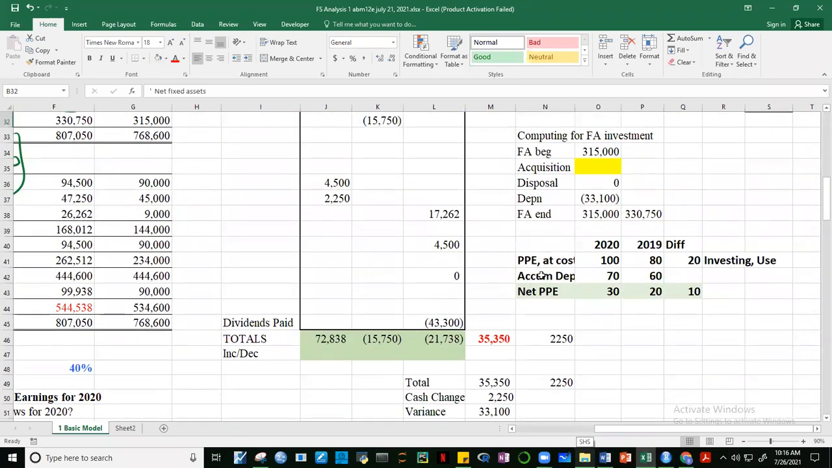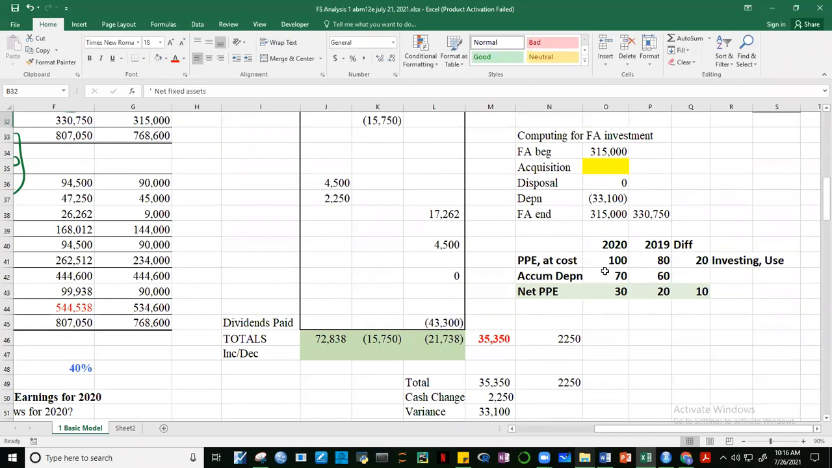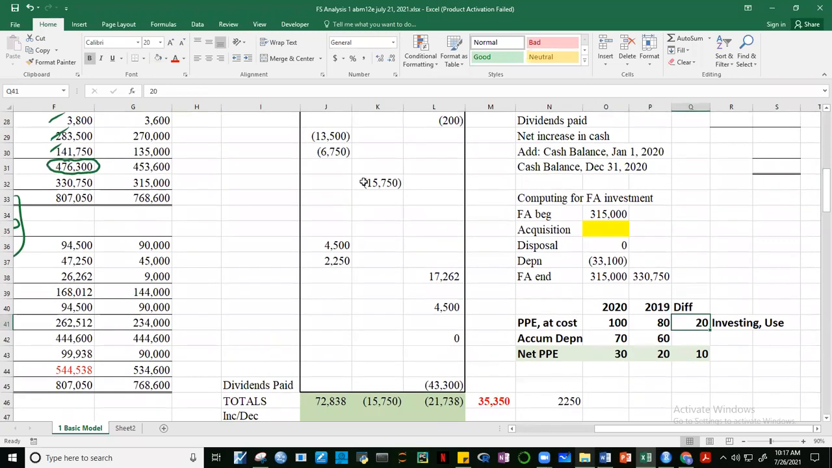Ito, no? Kunyari, binigay yung if PPE at cost was given, edi straightforward lang yan. Magkano ba ng 2019? 80. Magkano yung 2020? 100. So, ang difference sila 20, diretso na yun na ilalagay natin dito. Net use of cash, 20.